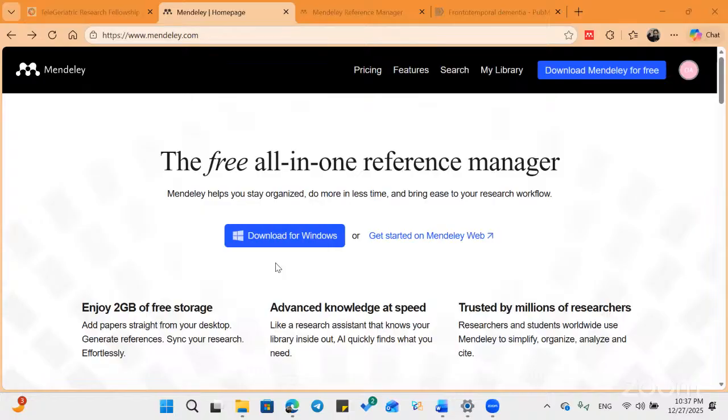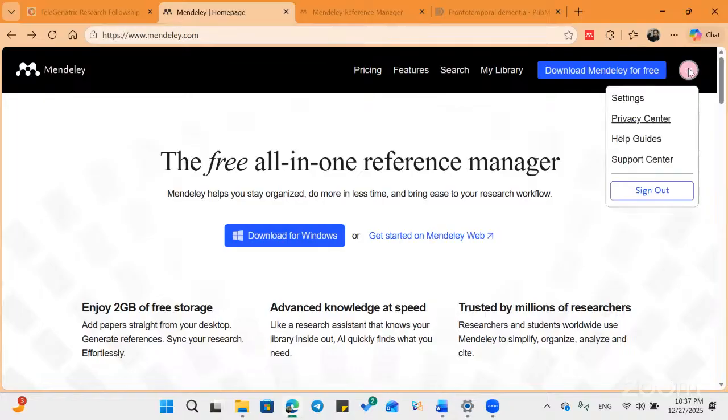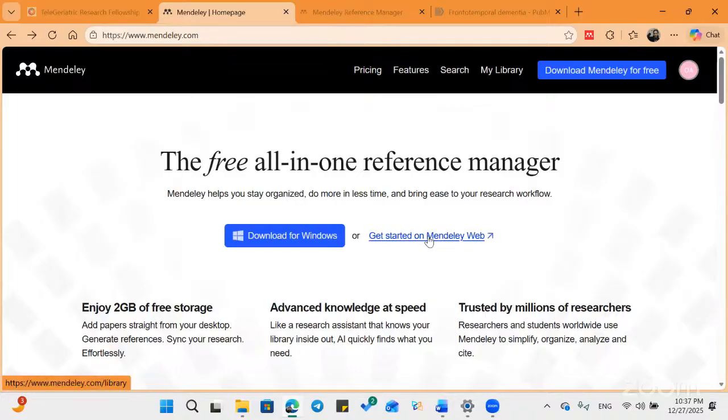So to use Mendeley, the first thing you need to do is to have a free Elsevier account. The registration is straightforward. You just enter your password, email, and that's it. Then once you logged into your account, everything will start to sync across devices. Now from here, I will click here to get started with Mendeley.